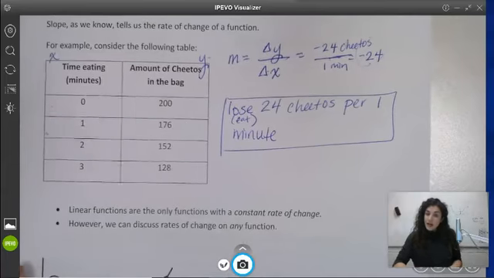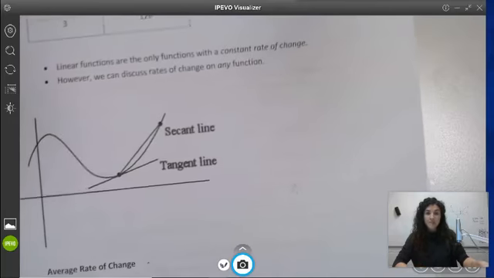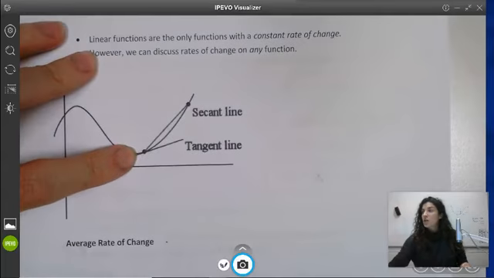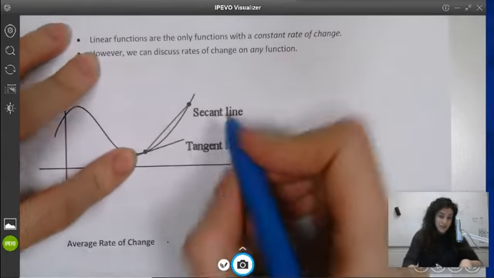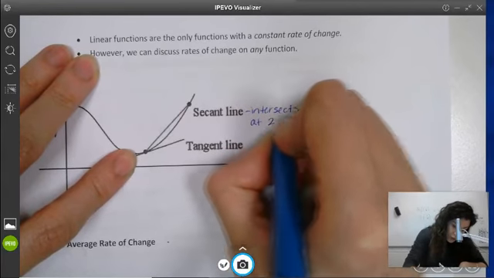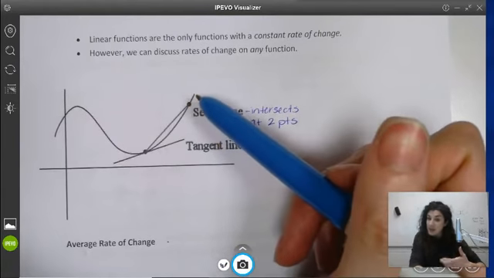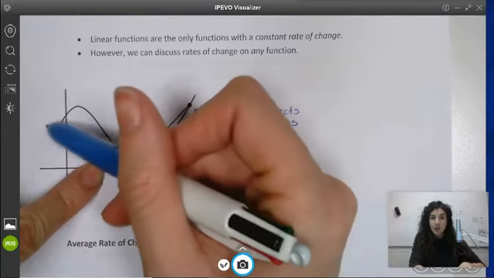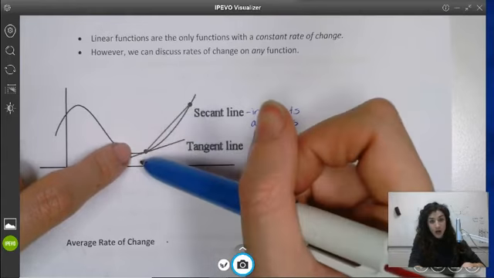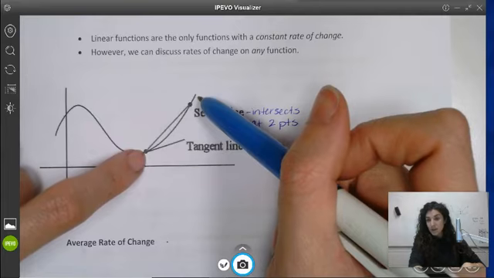Okay, so these are for lines, but you can also talk about the slope or rates of change for any function. How we do that is we talk about the secant line first. Your secant line is a line that intersects a graph at 2 points. If you were to pick 2 points on something that is not a line, right? This is a curve, not a line. So if you were to pick 2 points on a curve and draw a line that connects them, the secant line is that line that goes through those 2 points.